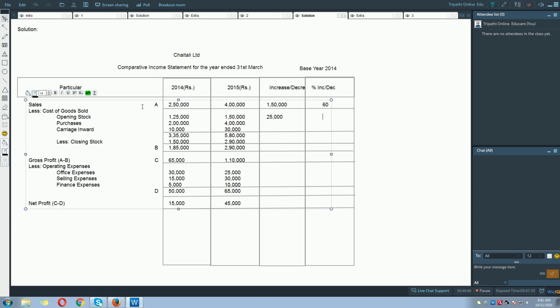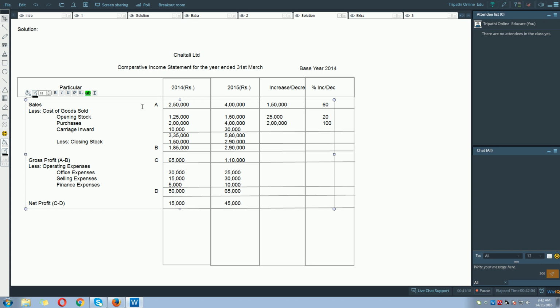So if you see the first item, that is sales, there is an increase. There is an increase of 1,50,000. So we will say 1,50,000, there is an increase. We'll have to calculate the percentage, as the base year is 2,50,000. So we'll say 1,50,000 into 100 divided by 250, 60%.